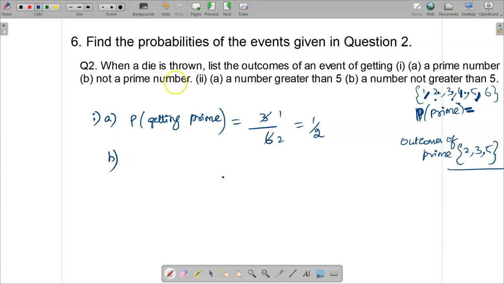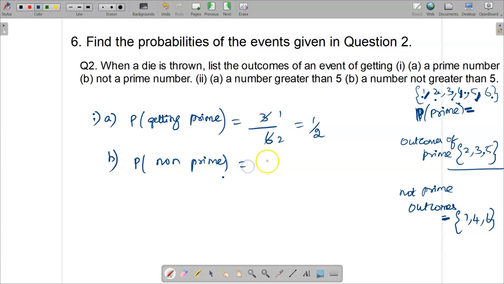Option B, not a prime number. What are all the outcomes? Not a prime number means 1, 4, 6. So what are the favorable outcomes of getting a non-prime number? 1, 2, 3, 3 options, right? So the probability of getting a non-prime number is 3 favorable outcomes, 1, 4, 6, out of total outcomes 6. 3 ones are 3, 3 twos are 6. So the answer is 1 by 2.